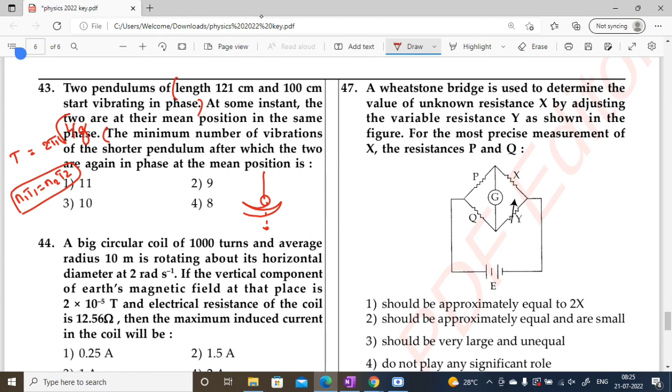So I'm trying to equate this. If I solve it, 2 pi n1 root of 1.21, the length converted into meters, divided by g, equals 2 pi n2 into square root of 1 divided by g. On solving this, I get n2 by n1 equals 11 by 10. So we can clearly see that after the completion of the 11th oscillation of the shorter pendulum, it would be in phase with the longer pendulum, right? So the first option.